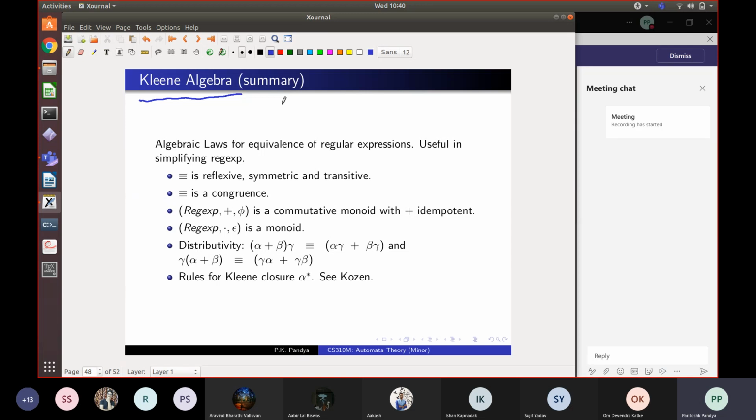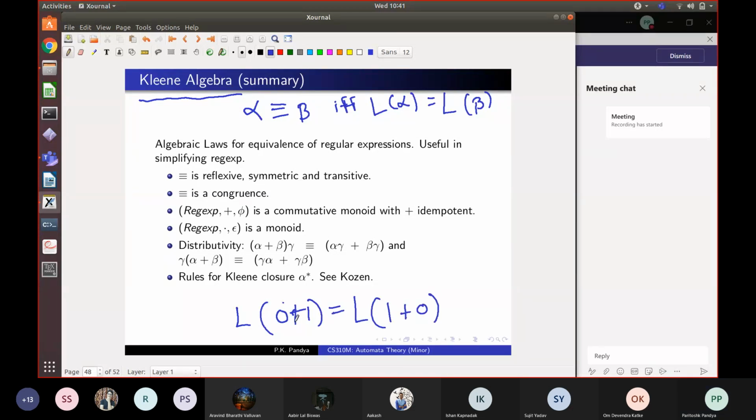So we already defined this. We say that regular expression alpha is equivalent to regular expression beta if and only if the language of alpha is equal to the language of beta, right? And a stupid example is the language of 0 plus 1 is the same as the language of 1 plus 0, right? Because it's union, and union is commutative. So two different expressions will give the same language.